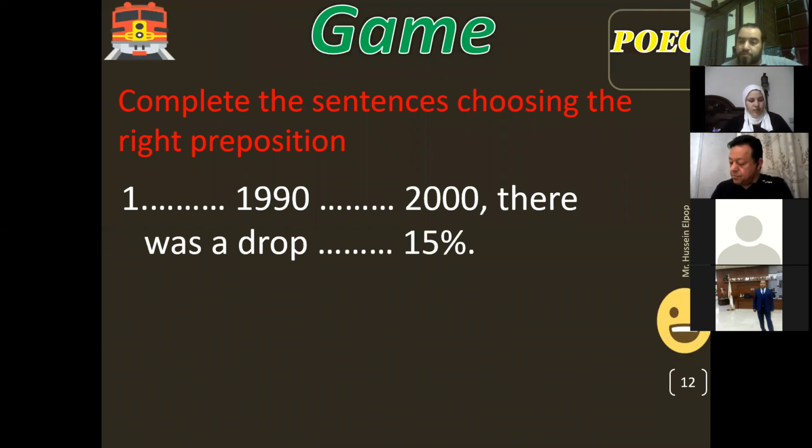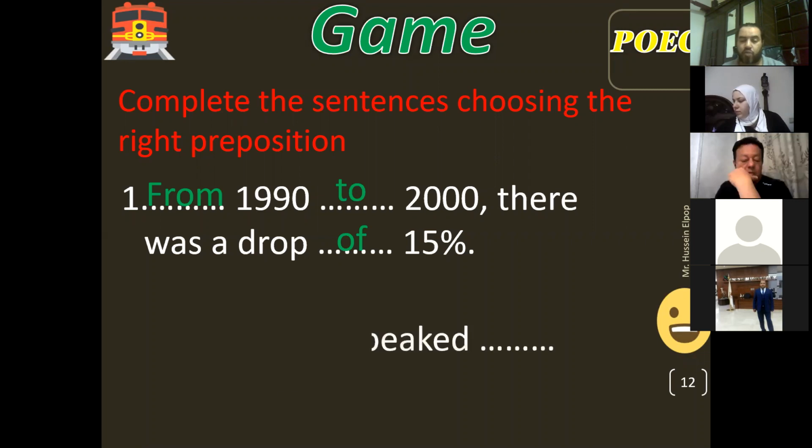This one: from, to. The first part, okay? Great. Yeah, from. By. It was a drop. Drop off. Okay, we'll see. So here, as Mr. Ahmed said, from 1990 to 2000, there was a drop of 15%. Okay, let's move to another one.